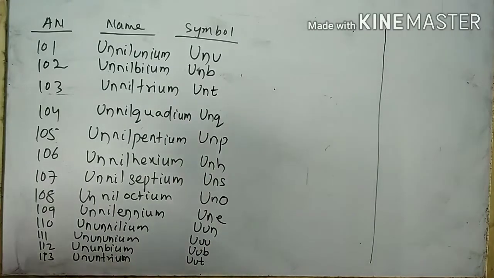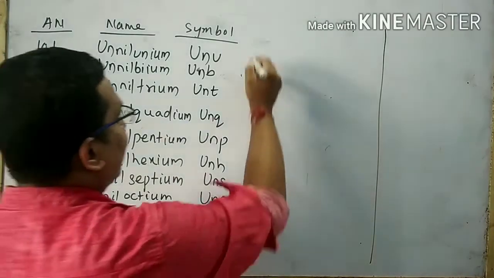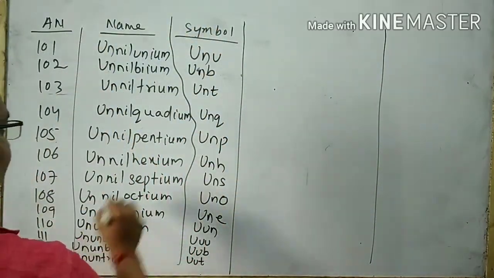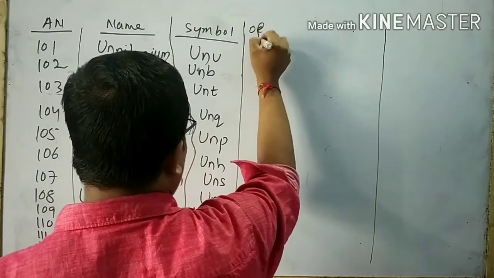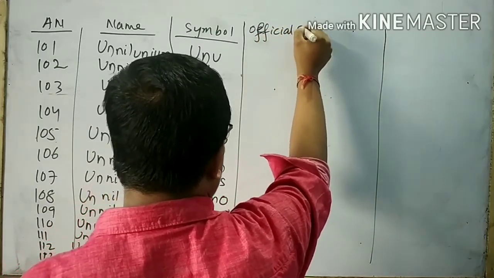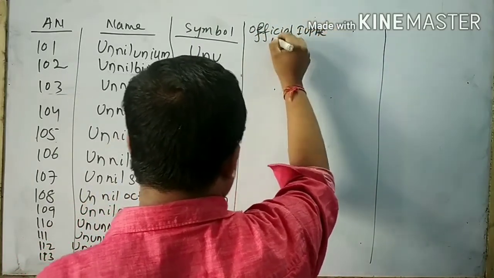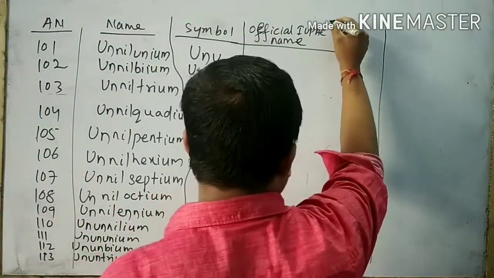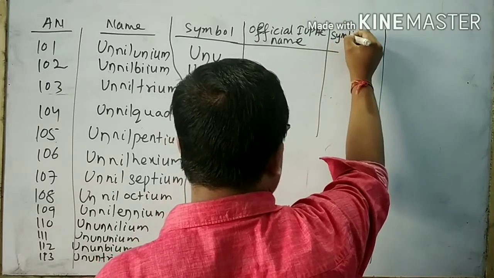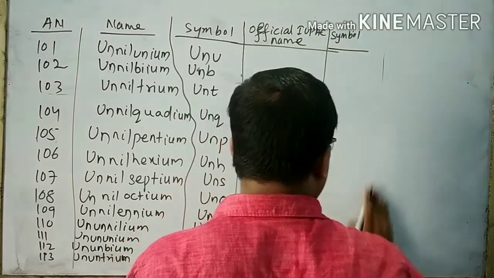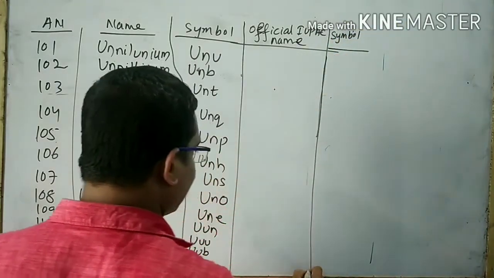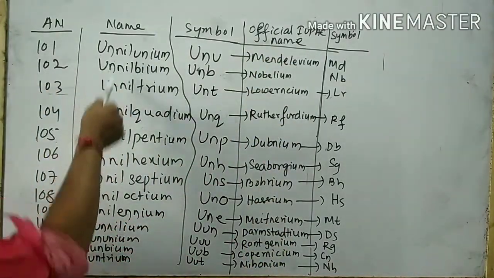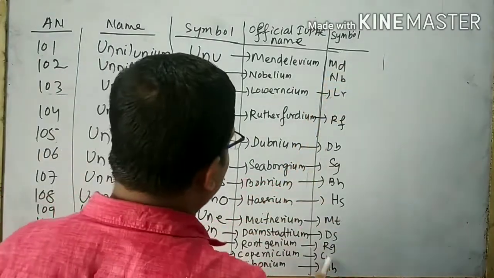Next I will discuss the official IUPAC names, which are already given, and what the symbols are. It is a must to remember this. These are the official IUPAC names of these elements, and they also have symbols.